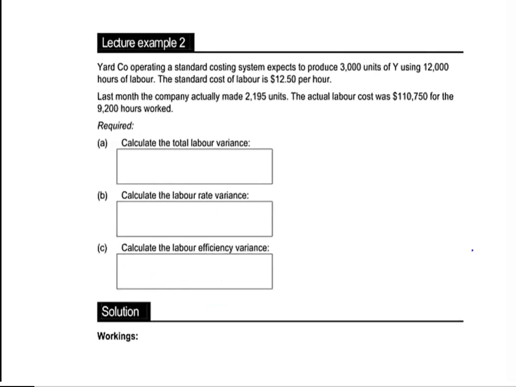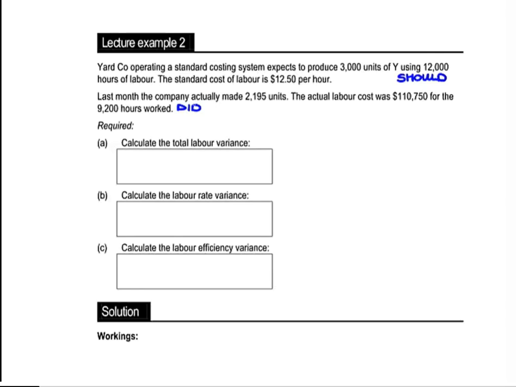So we're going to be having a look at Yardco, and we've got some information about the standard cost: for 3,000 units, it is 12,000 hours at a cost of $12.50. All of this information in the first sentence is our should. Last month, though, we've got some information about what actually happened. So this is going to be our did: the number of units made, the cost for that, and the number of hours taken.